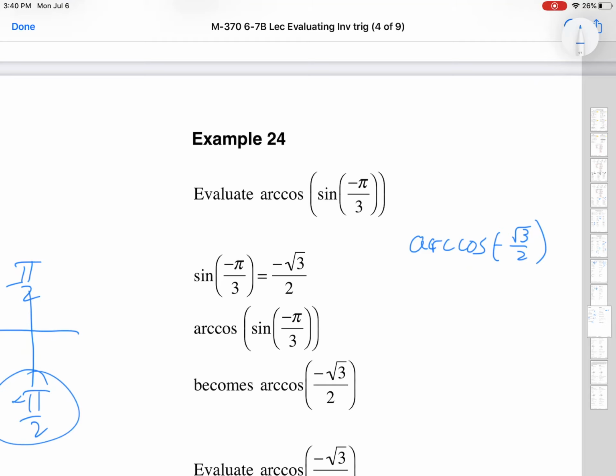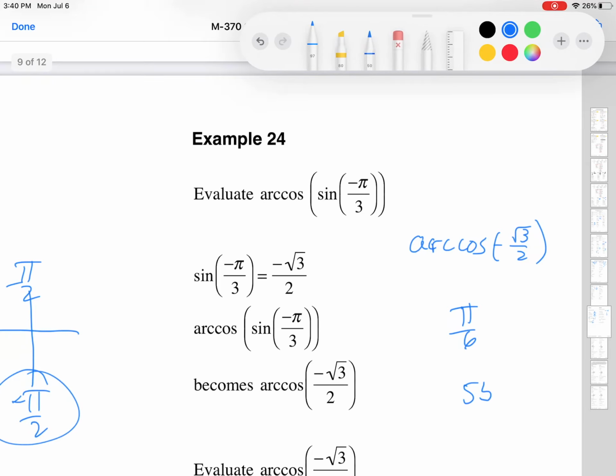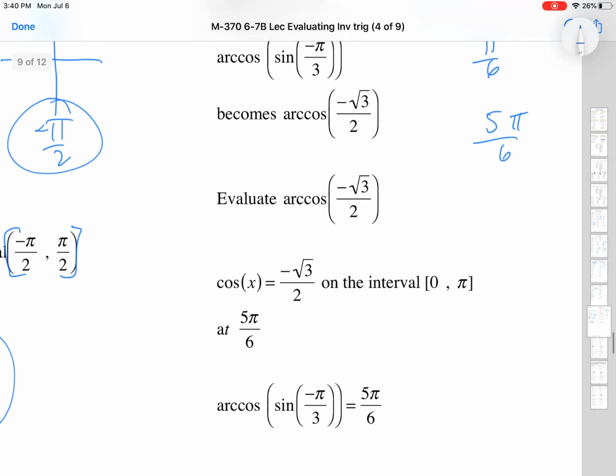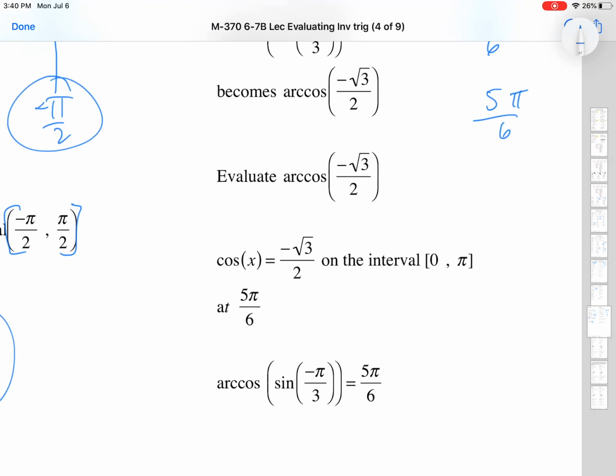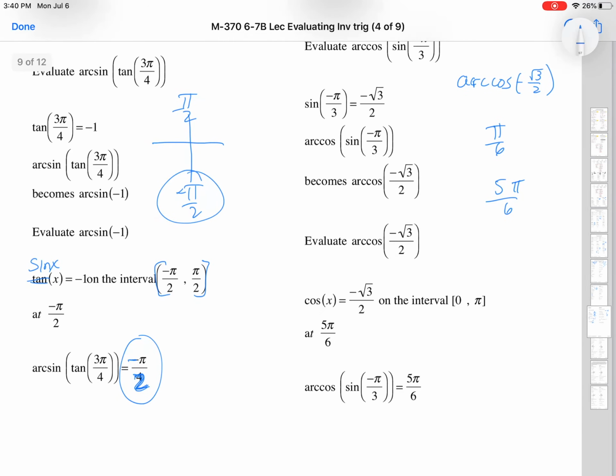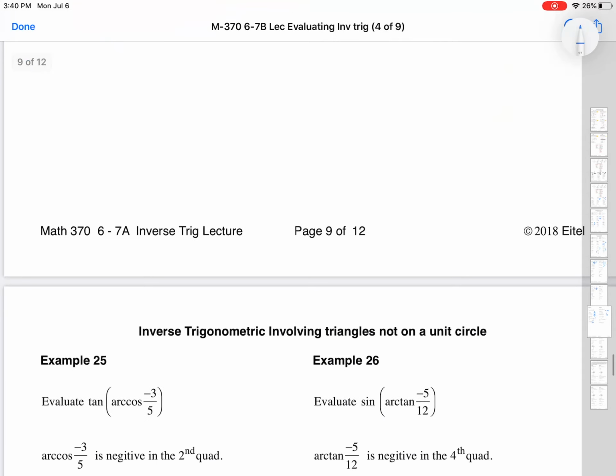So we got to ask ourselves, whose cosine is negative root 3 over 2? Well, that's a pi over 6 reference angle. In the second quadrant, we're done. Sorry. Started writing 5 twice. 5 pi over 6 should be our answer. And it is a 5 pi over 6 answer there. So really there are two problems in one. You can handle it just like that every single time.